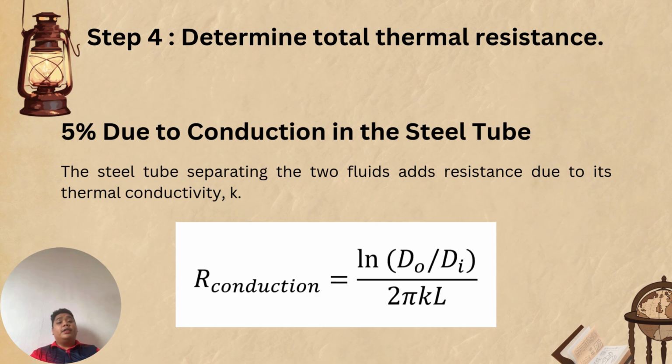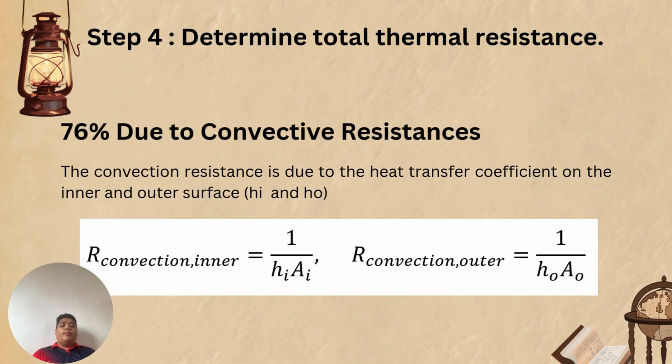5% of the thermal resistance is from conduction in the steel tube. The steel tube separating the two fluids adds resistance due to its thermal conductivity. Lastly, the remaining total thermal resistance is due to convective resistance, 76%. The convection resistance is due to the heat transfer coefficient on the inner and outer surface.